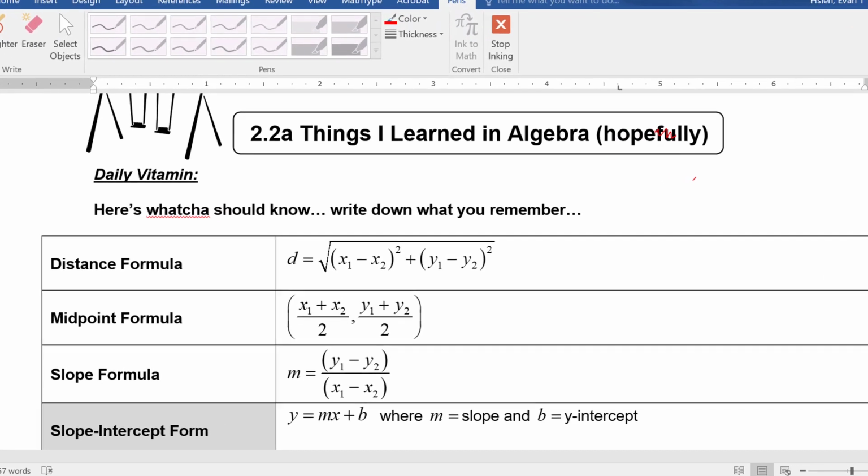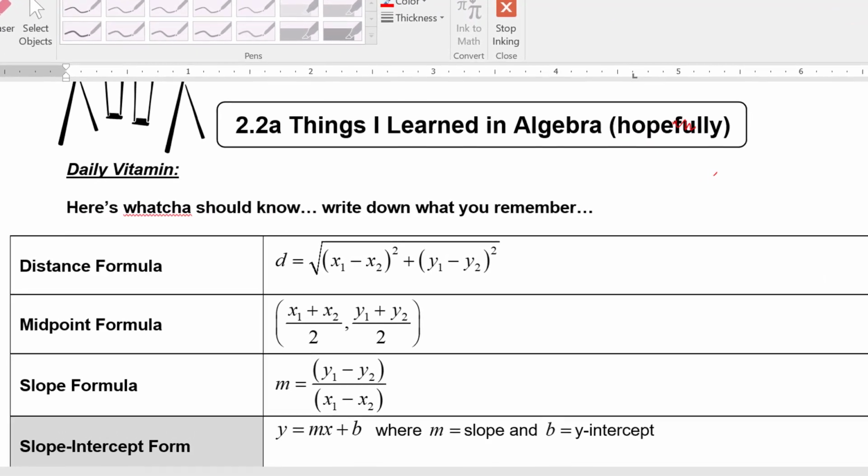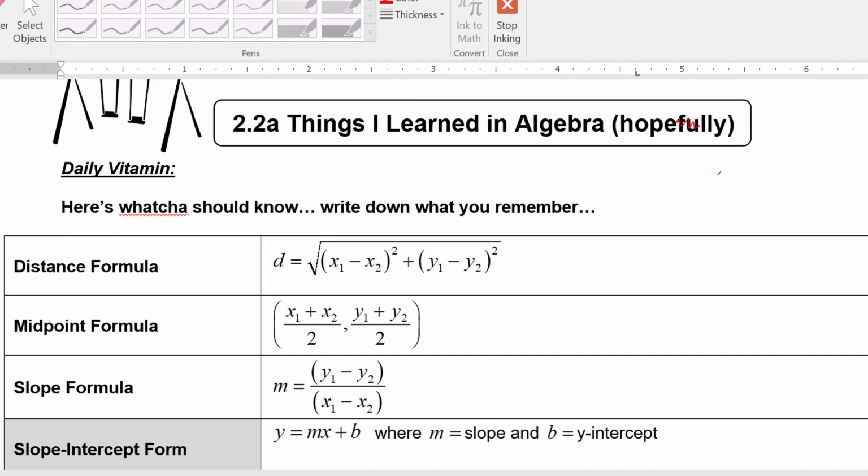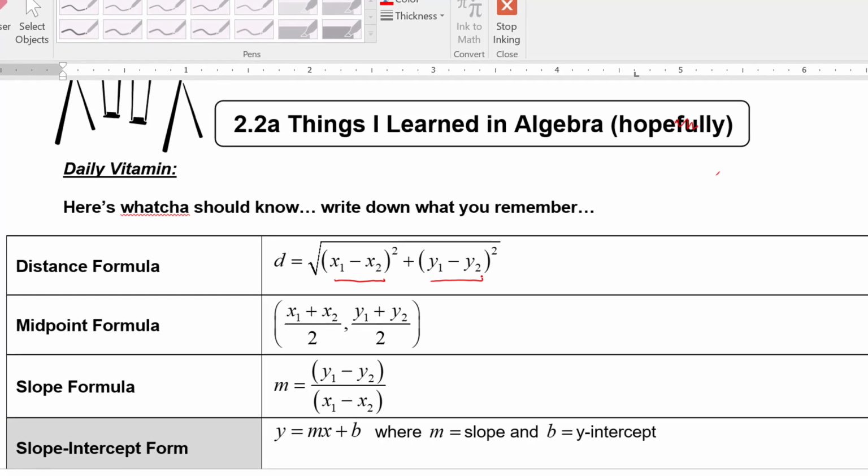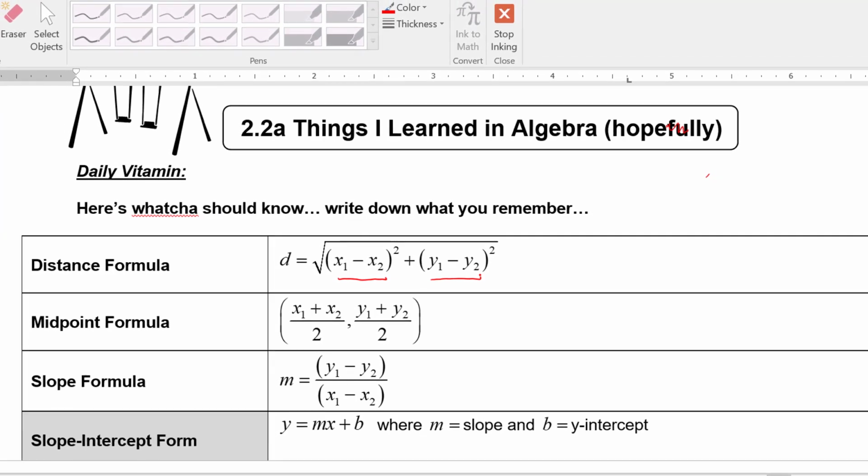So the first thing that comes up quite a bit is the distance formula. You do need to find the distance between 2 points throughout this book. If I look at this formula here, it's basically the difference between the x values squared plus the difference between the y values squared, and take the square root of that entire thing.